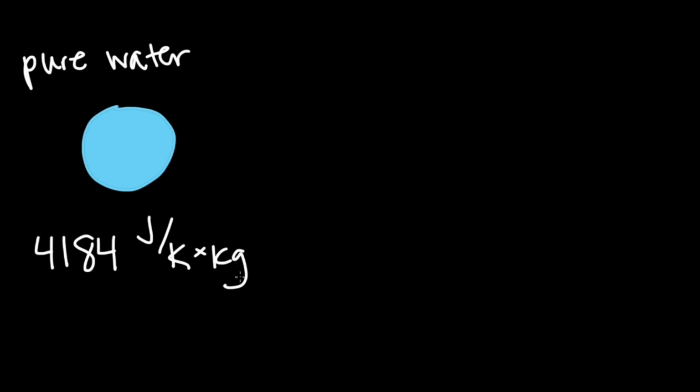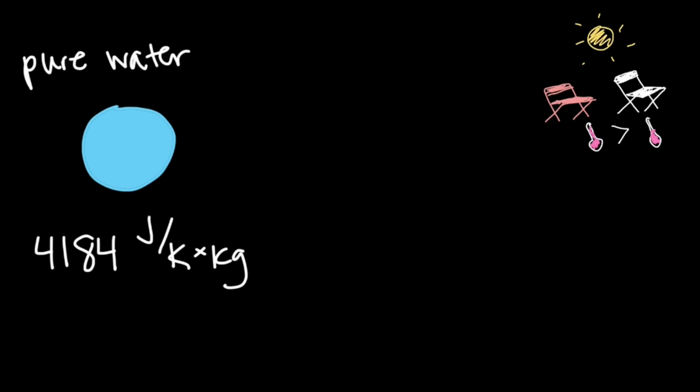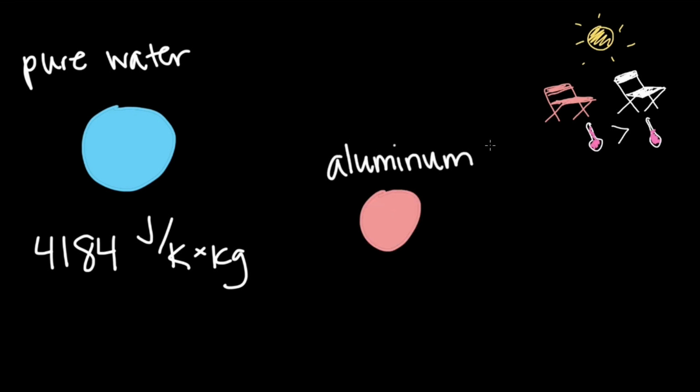But different materials have different specific heat capacities. So let's think back to our chairs at a barbecue example and how the metal chair is hotter than the plastic chair. Now, metal folding chairs are typically made of aluminum, which has a specific heat capacity of 897 joules per Kelvin per kilogram.